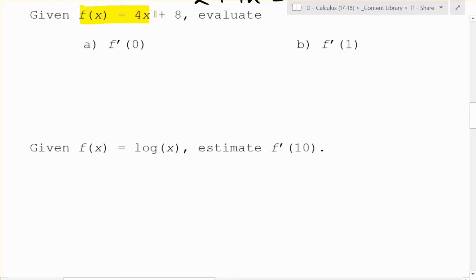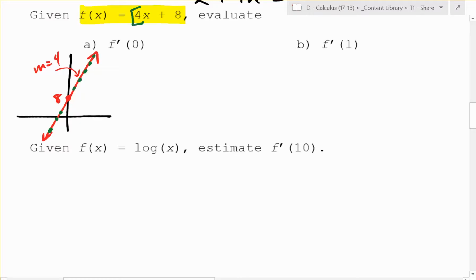Well, what does this function look like? Well, that function is 4x plus 8. It's going to cross here at 8, and it's going to have a slope of 4. The slope of that is 4. Well, no matter where you are on this function, what's the slope of the tangent line? Well, it's always going to be a slope of 4, because that is the slope of the line. So in this case, when you're at 0, what's the slope of the tangent line?